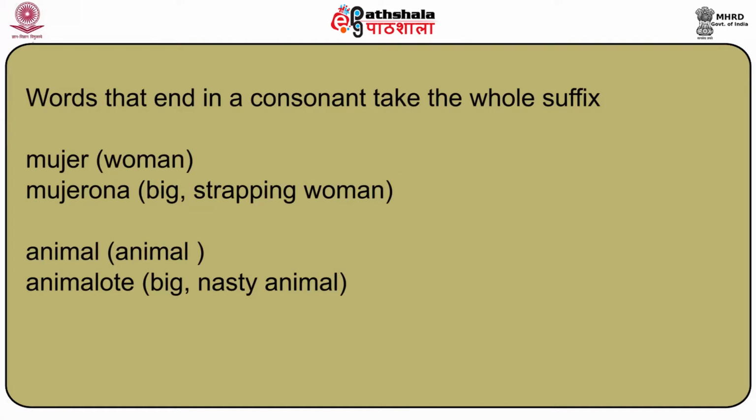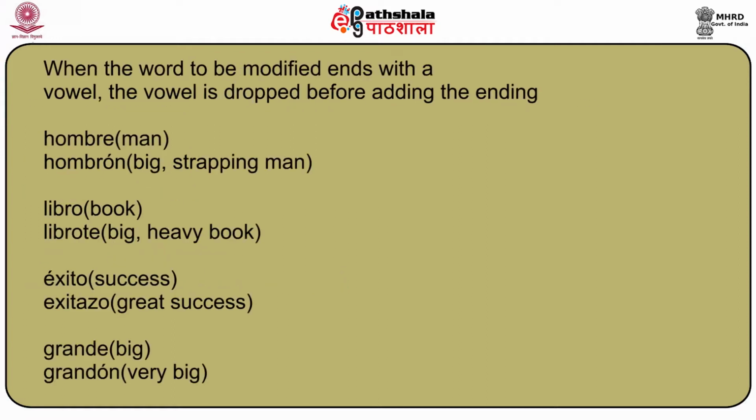First, words that end in a consonant take the whole suffix. So, mujer, woman, becomes mujerona, a big strapping woman. Animal, animal, becomes animalote, big nasty animal. Secondly, when the word to be modified ends with a vowel, the vowel is dropped before adding the ending. Hombre, man, becomes hombrón, big strapping man. Libro, book, becomes librote, big heavy book. We can also see éxito, success, becomes exitazo, great success. Grande, big, becomes grandón, very big.